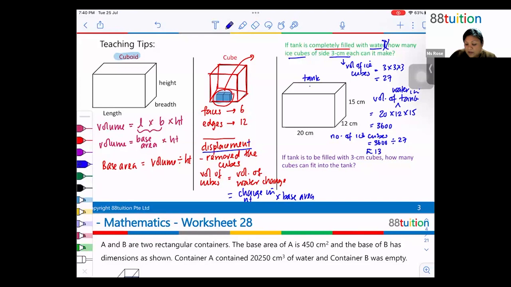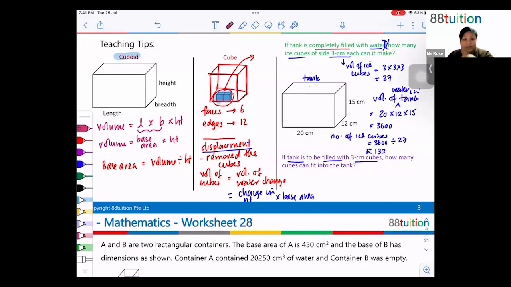Approximately, you can get 133 ice cubes. That is if you want to make ice cubes. But what happens if instead of making ice cubes, you want to fill the tank with 3 cm cubes? You want to fill it up.